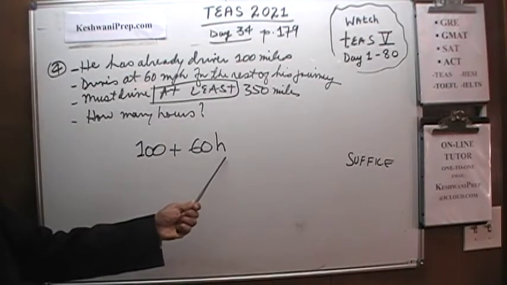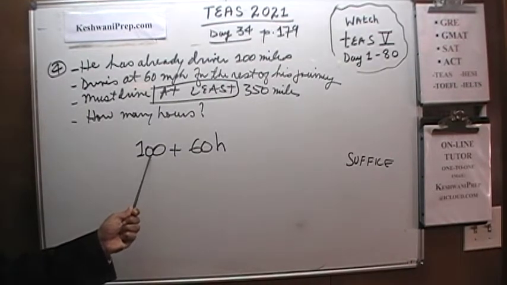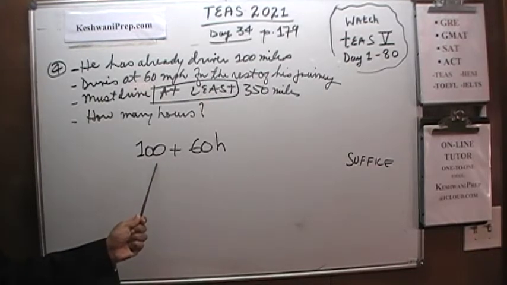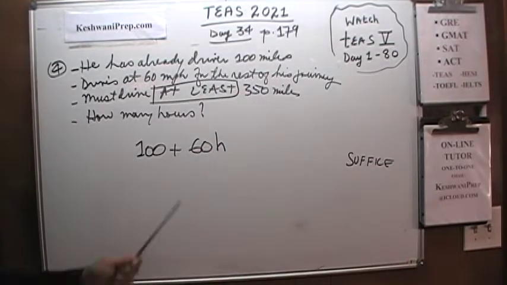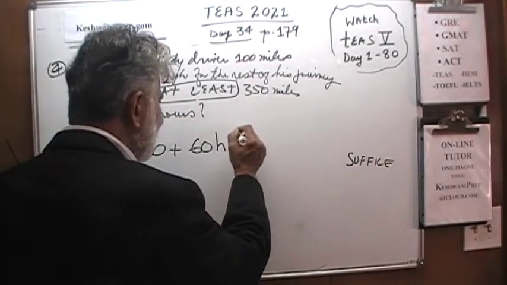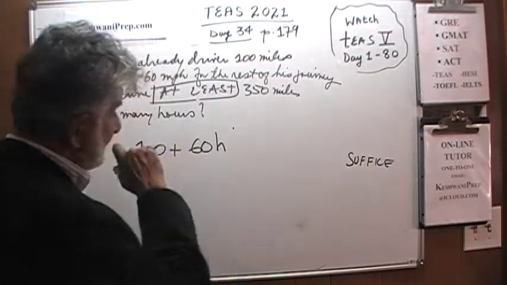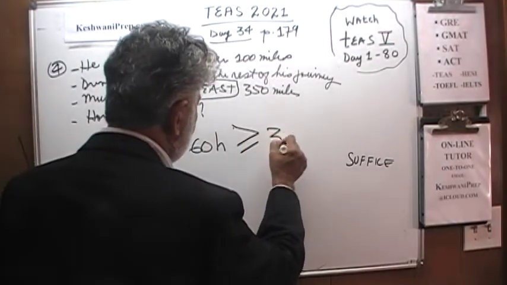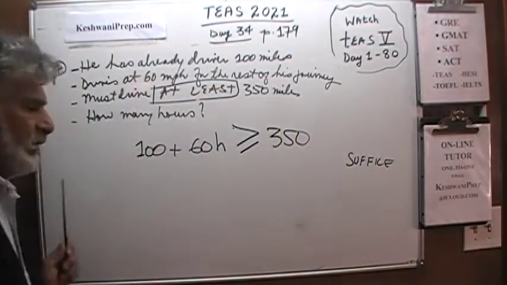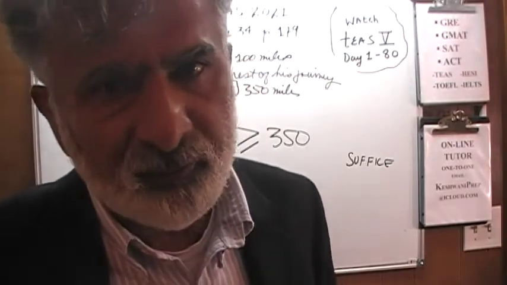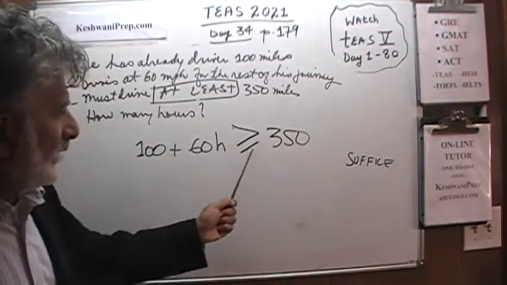at the end of 1 hour, he will have traveled 60 plus 100 miles. At the end of 2 hours, he will have traveled 120 plus 100, that's 220. He has to go at least 350. So this number of miles that he's driving has to be greater than or equal to. If he ends up driving 360 or 351, that's not a big deal. He has to drive at least 350. That tells us they're looking for greater than or equal to.